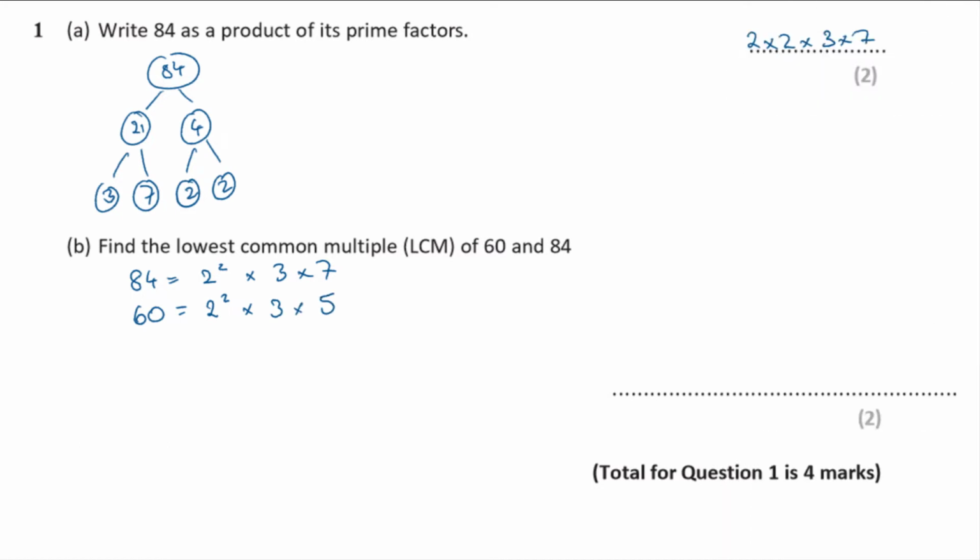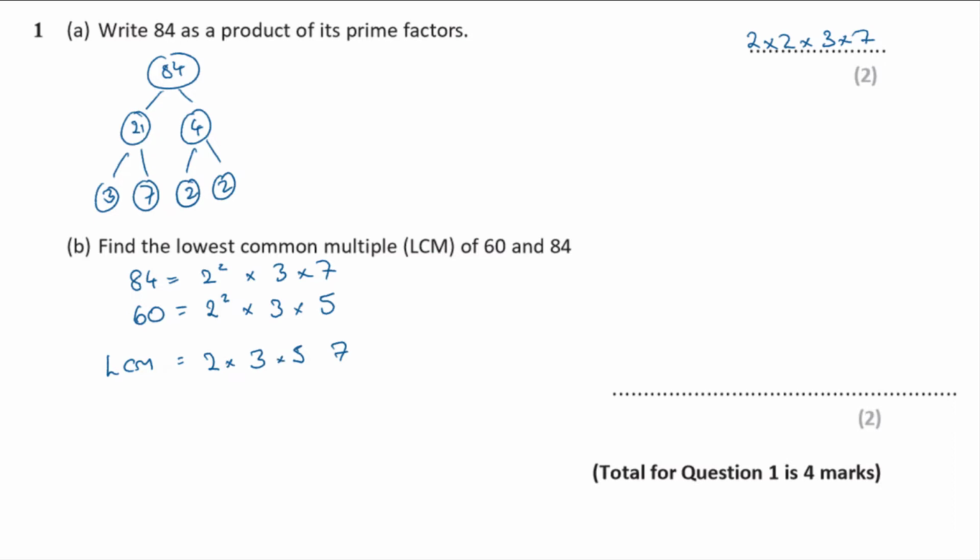Okay, now the way I think about it is, well, the LCM is made up of every base that appears in one or both of the expressions. So 2 appears as a base. When I'm talking about base, if I've got 2 to the power 3, then the 2 is the base and the 3 is the index. So when I'm talking about bases, 84 and 60 have got a 2 in them. There's a 3 in both, there's a 5 in 60, and there's a 7 in 84.